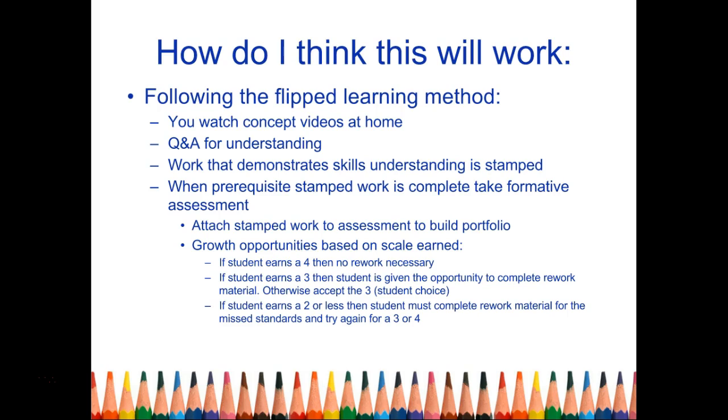Here's what happens. Your growth opportunities are based on the scale that you're going to earn. If you earn a 4, you've demonstrated mastery. Clear cut, not a problem. No rework is necessary. If you earn a 3, then you'll be given an opportunity to either complete rework material or accept the 3. That's going to be your choice. That 4 basically is an A, a 3 is a B. If a student earns a 2 or less, then the student is going to have to complete rework material for the missed standard and then try again for a 3 or 4. That's that redo, the rework, given the opportunity to learn and understand and master the standards.